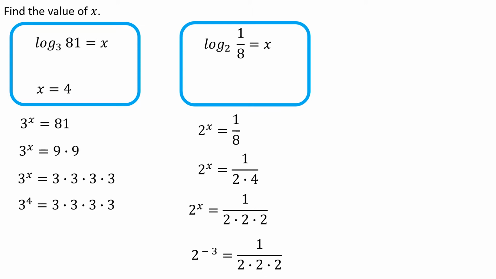divided by 2. Right? 1 divided by 2 is a half. A half divided by 2 is a fourth. A fourth divided by 2 is an eighth. X has to be -3. Right? If I put the 2 in the denominator and cube it, I'll get 1/8.